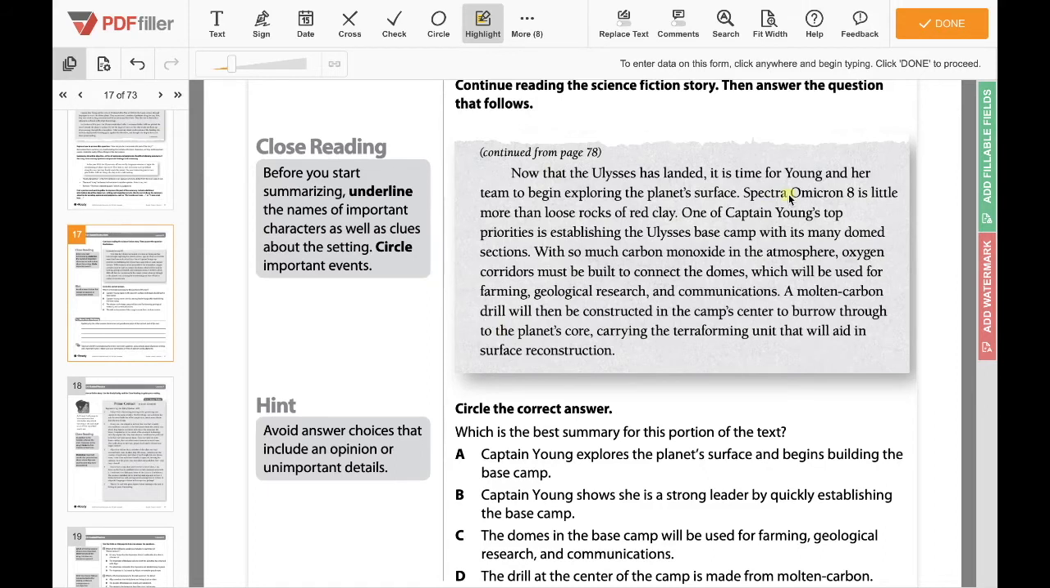So names of important characters, that's what we need to start with. Well, we have Captain Young still, and that's really the only character that we have in this part. So now we need the setting. Obviously, we're looking for important parts of the setting. The fact that they have this base camp is probably going to be the important part of the setting, because we're not highlighting little details about the setting. So then we're going to circle the important events.